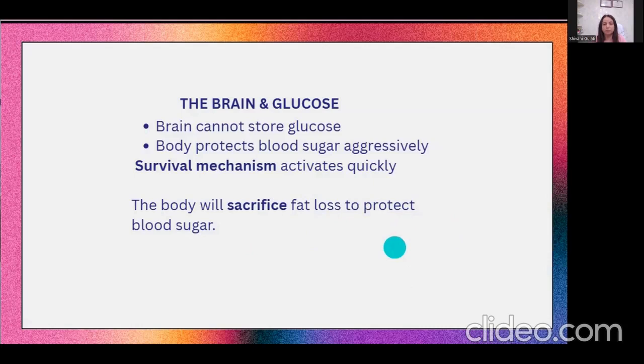Mostly, how do people define anger with hunger? From the body's viewpoint, stable blood sugar equals safety. This is why we say that the body will sacrifice fat loss to protect the blood sugar. If it has to choose between burning fat or keeping the glucose stable for the brain, it will definitely choose stability first. That means the sugar comes first.